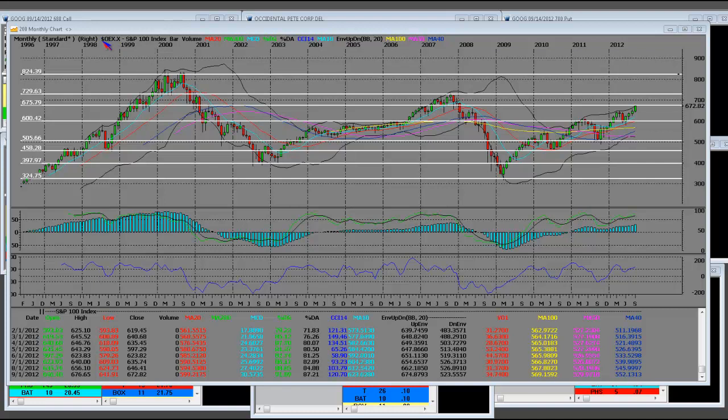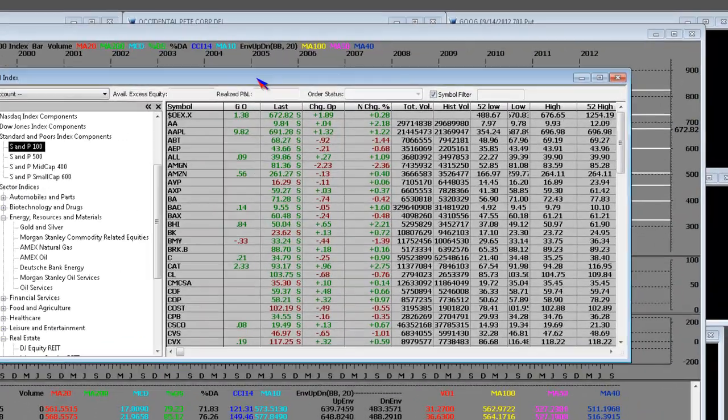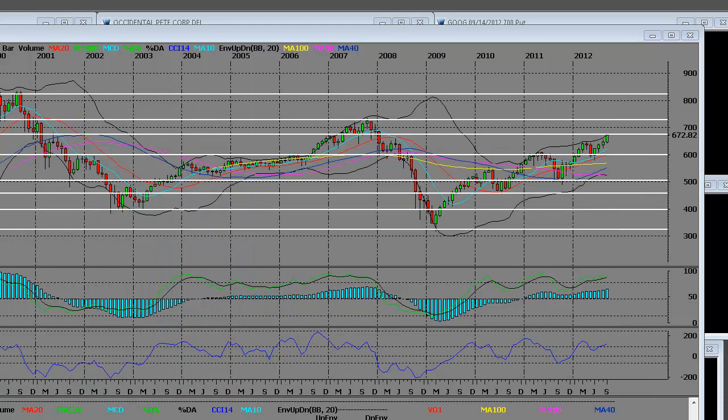We are covering OEX, S&P 100. And what is that? It is this right here. The S&P 100 stocks are called OEX. It's called S&P 100 monthly.